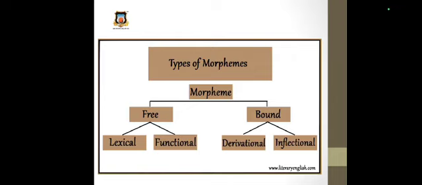Now we will see the types of morpheme. Here morpheme is the smallest unit and that's why it is divided into two types. First one is free morpheme and second one is bound morpheme. Again it is divided into two types. Free morpheme is divided into lexical morpheme and functional morpheme, whereas bound morpheme is divided into derivational morpheme and inflectional morpheme.